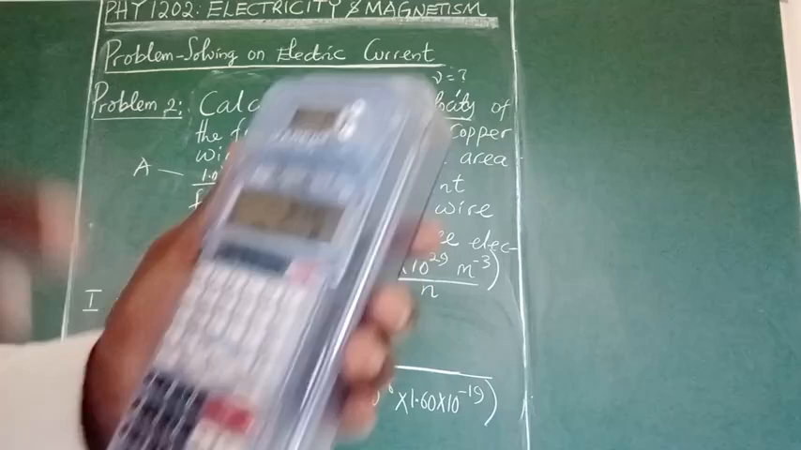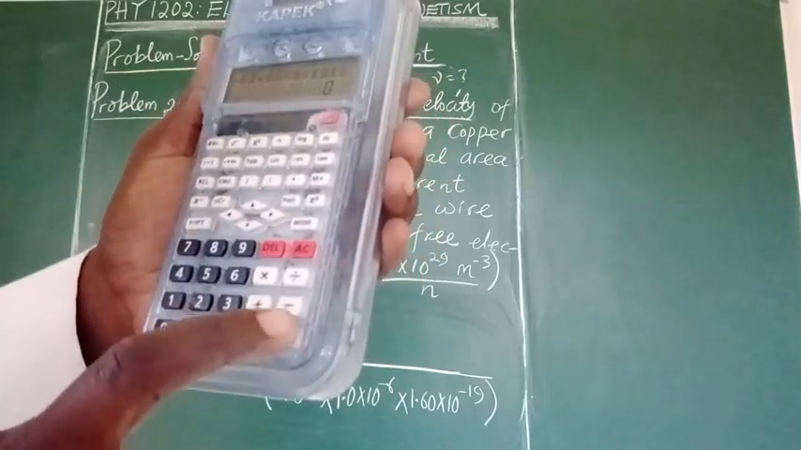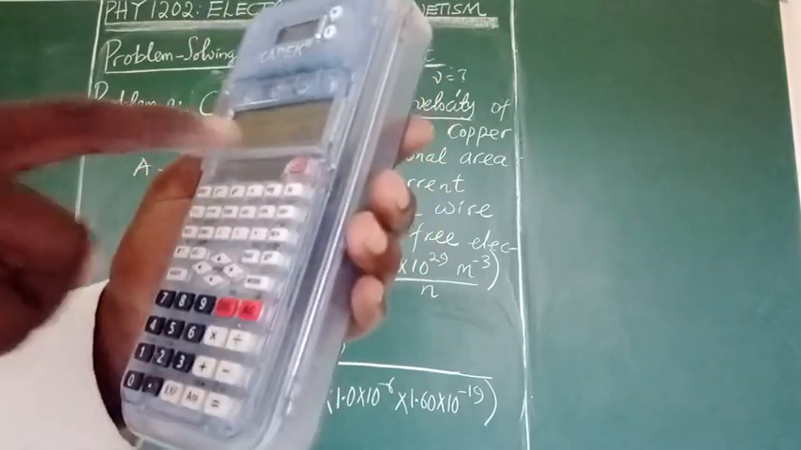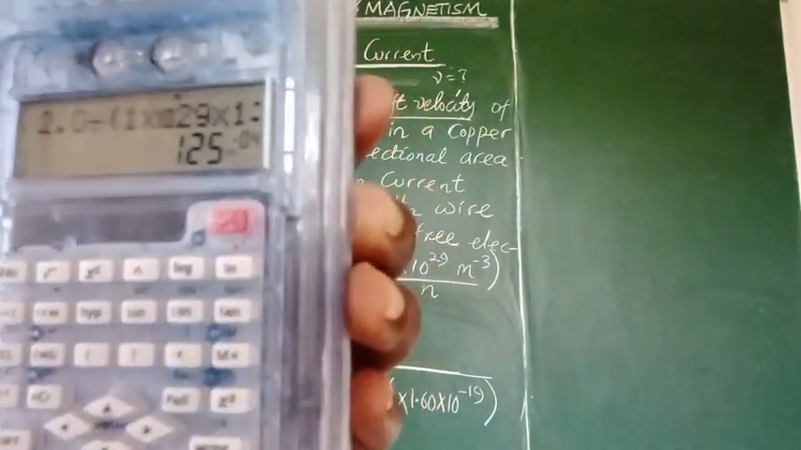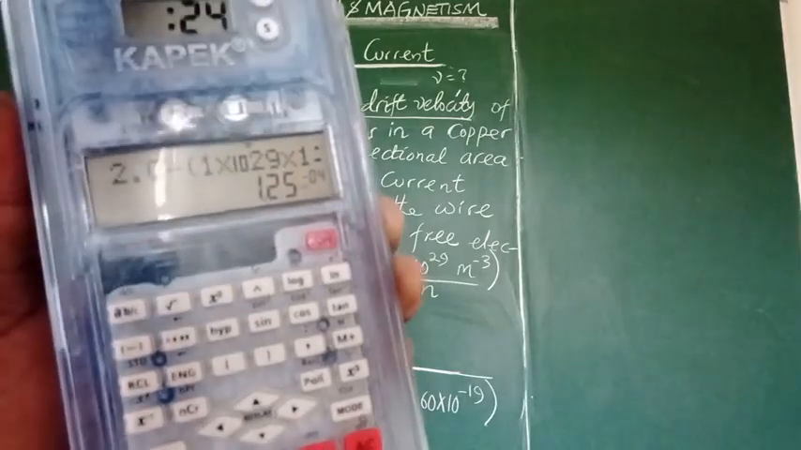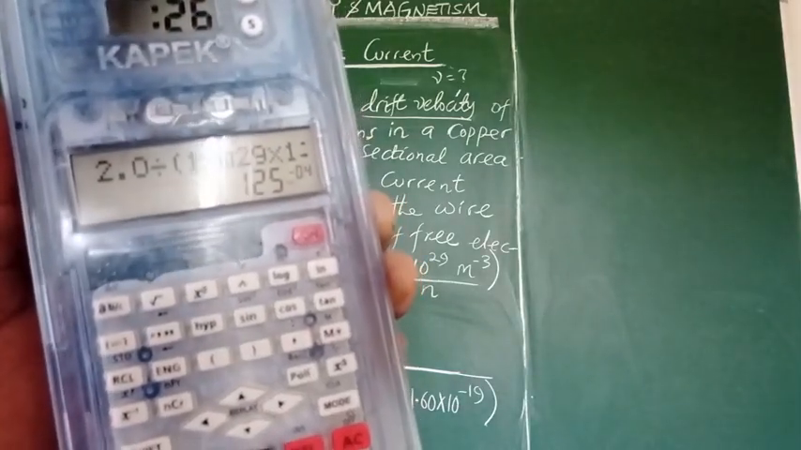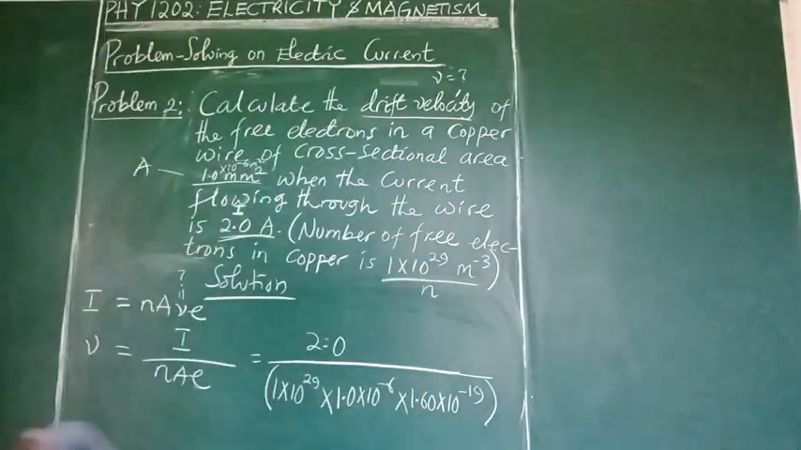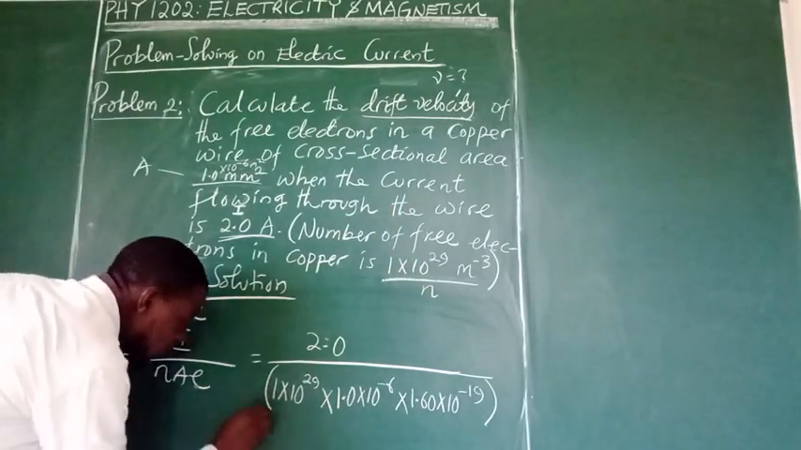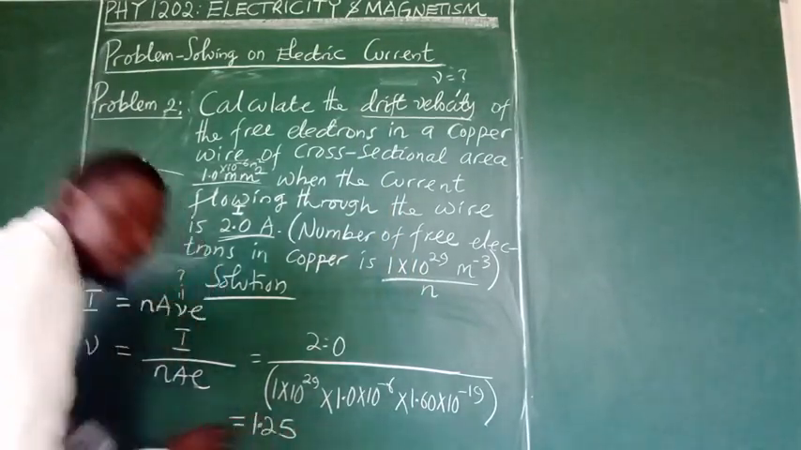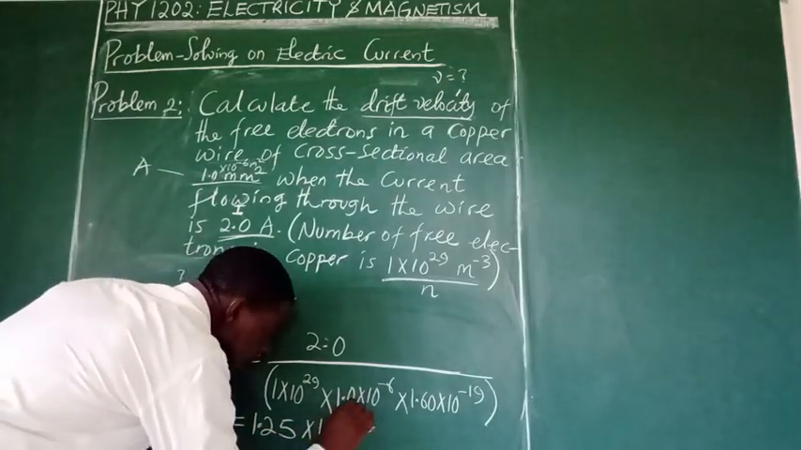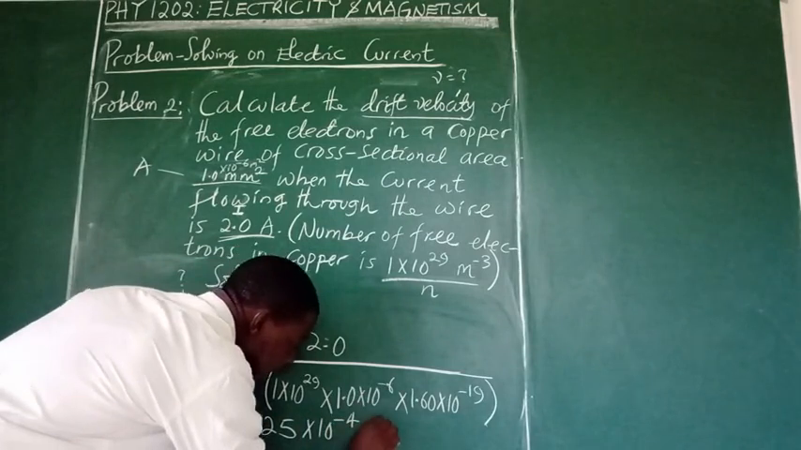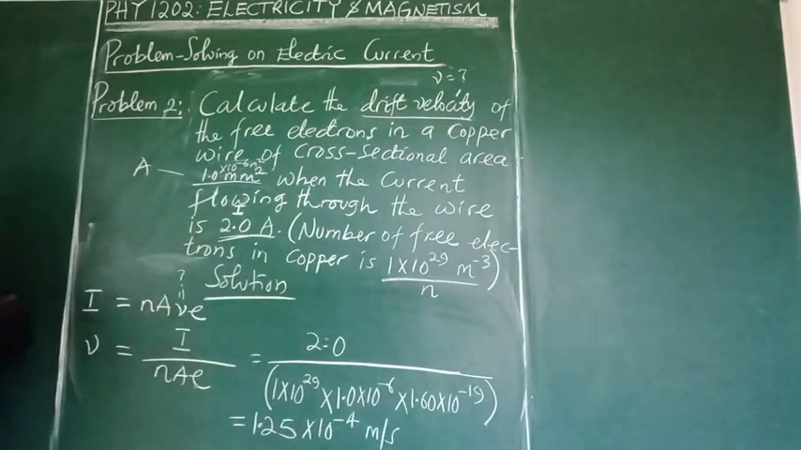You see, after closing the bracket, press this equality function, and you have 1.25 times 10 raised to the power of negative 4. So our result is 1.25 times 10 raised to the power of negative 4 in meters per second, because this is the drift velocity.